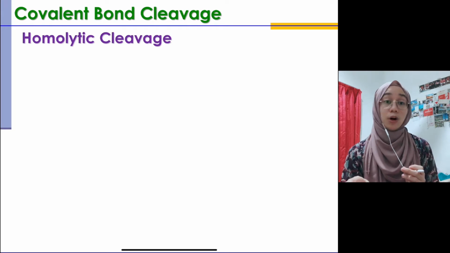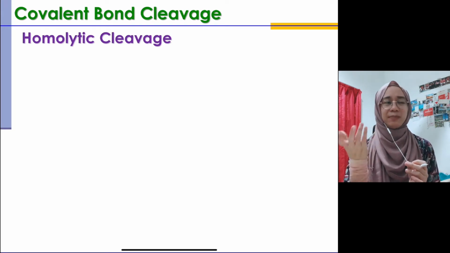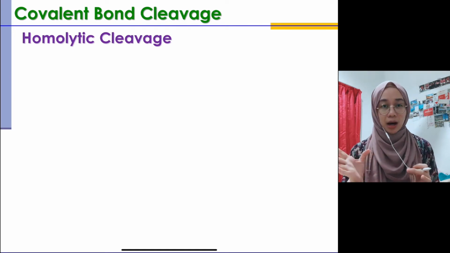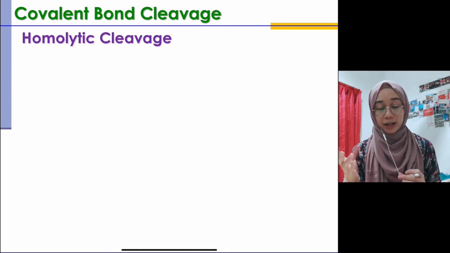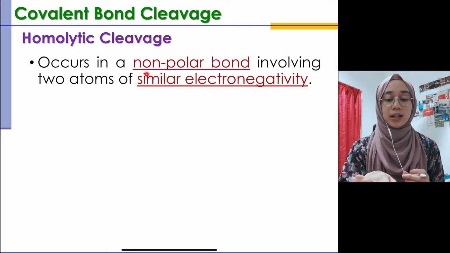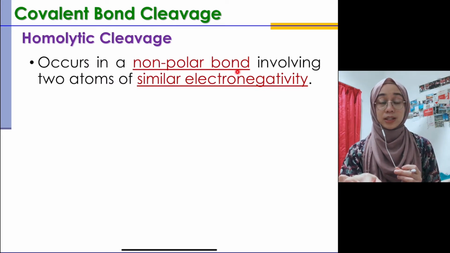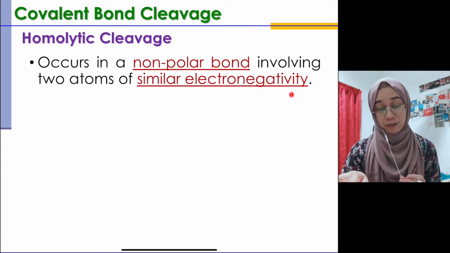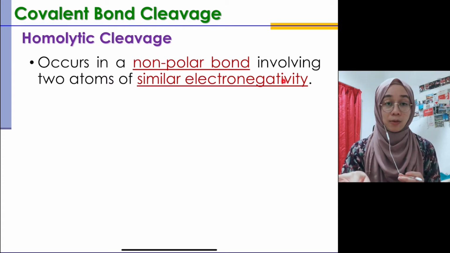Okay, so what is homolytic cleavage? I think by now you should know homo dengan hetero kan. Homo is something yang sama. Hetero pula is something yang different. Okay, so homolytic cleavage only occurs in a non-polar bond. So remember what is a non-polar bond, class? Non-polar bond are between 2 atoms that have the same or similar electronegativity. Dia akan jadi non-polar bond.